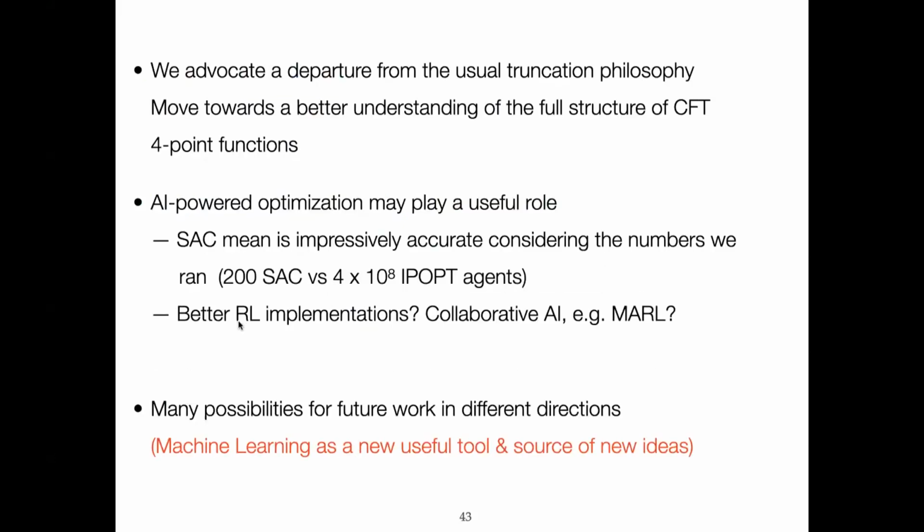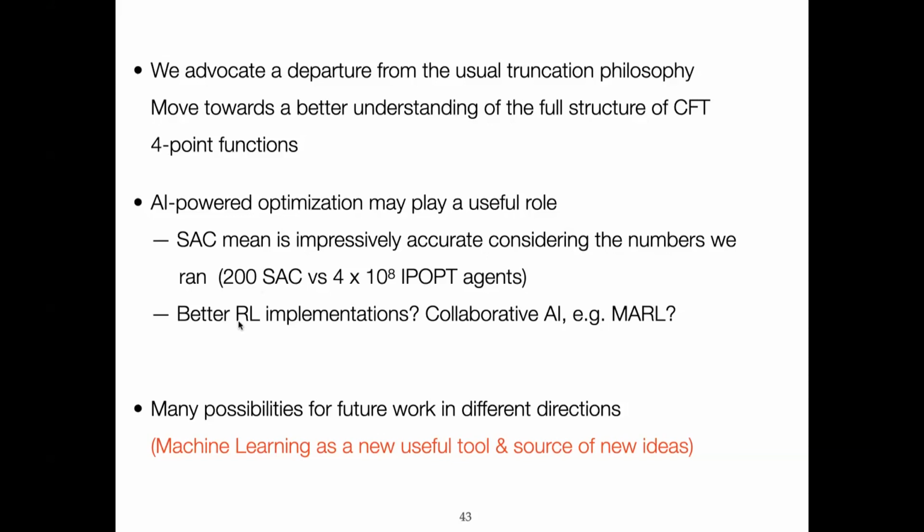And more importantly, I think if you look more closely at what I described, we're advocating a departure from the usual truncation philosophy. We don't want to just truncate and do a rough approximation of the crossing equations. By putting in more and more operators and also approximating the tail, we're trying to understand the full structure of the 4-point function as a function of the cross ratios.